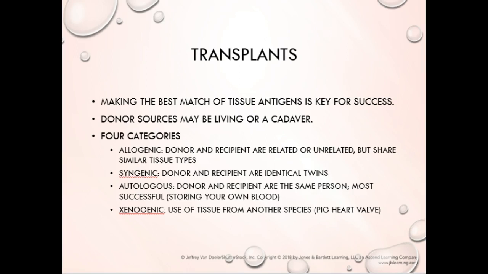Xenogenic is the use of tissue from another species, for example, a pig heart valve. They used to use those. I don't know if they still do when it comes to the actual treatments. I'm not on top of it as much with the research as I am with the pathology, but I also know that they're starting to build scaffolds onto which we can grow our own tissues, which is pretty amazing. And those scaffolds have very little, if any, effect on our immune system. I'm going to try to find a video about that.